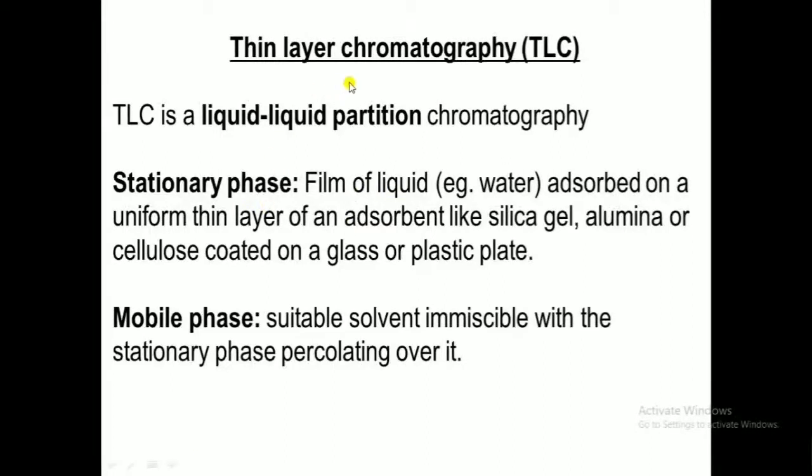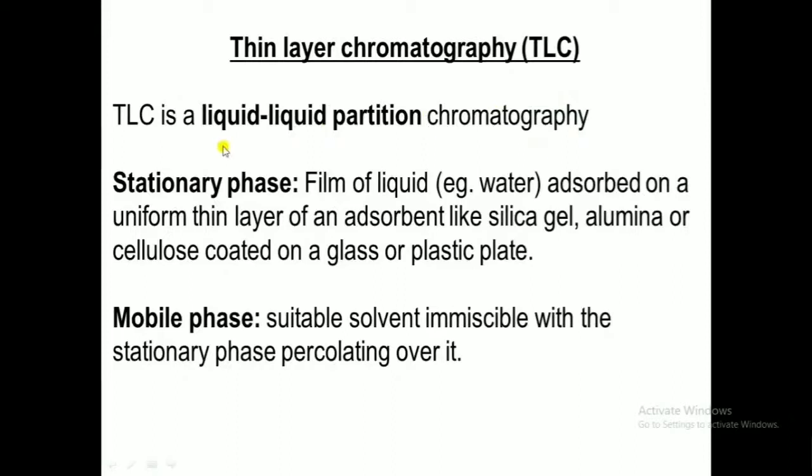So let us see what thin layer chromatography is. Thin layer chromatography is almost similar to paper chromatography. The only difference is that the stationary phase here is not a paper. Instead of that, we coat an inert solid material on a glass plate or aluminum sheet or plastic sheet, and that will act as the stationary phase. That's the only difference between paper chromatography and thin layer chromatography.